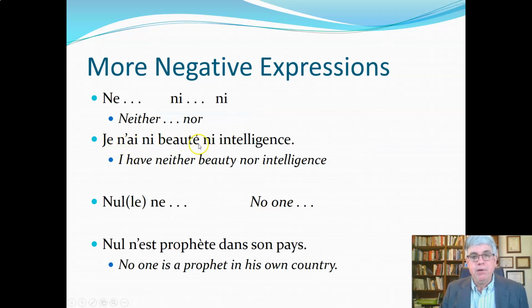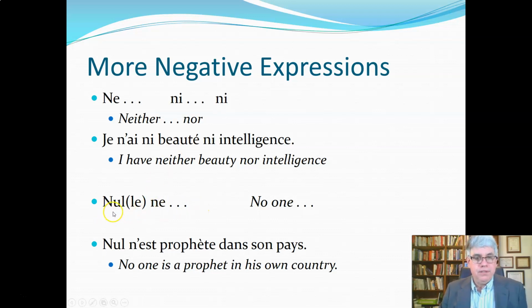Je n'ai ni beauté ni intelligence. I have neither beauty nor intelligence. Oh, that sounds a little discouraging. So that ni is how we can make things. The first one makes it kind of like the neither, and the second is like the nor. Now, sometimes we'll see ni in other strings of negatives, and it'll still be translated as nor in general.